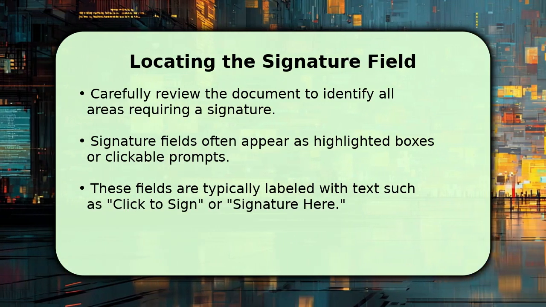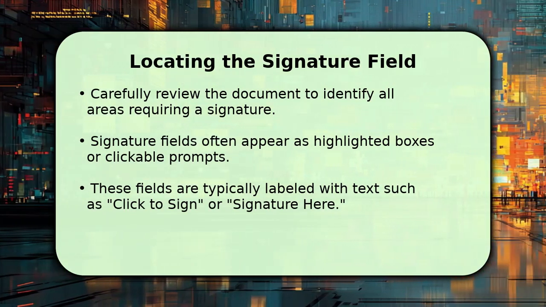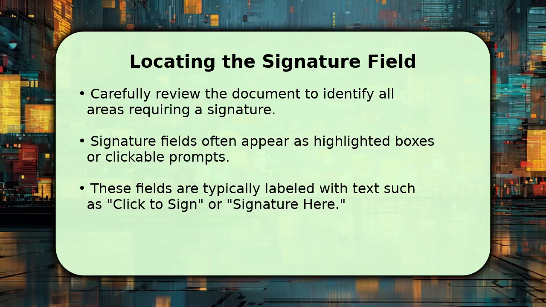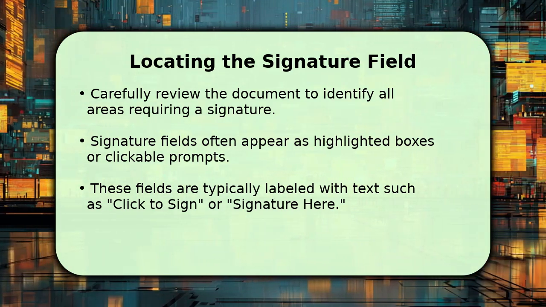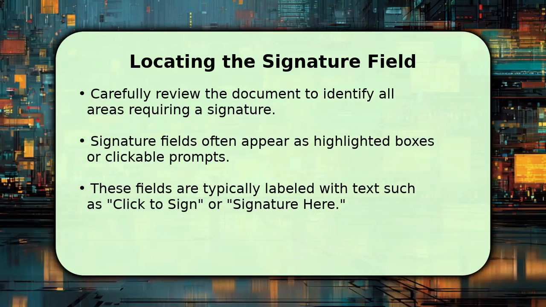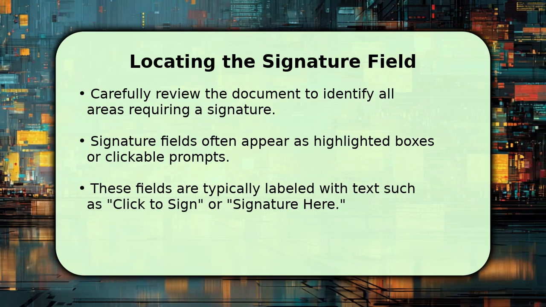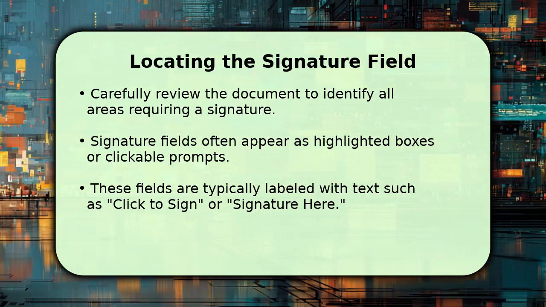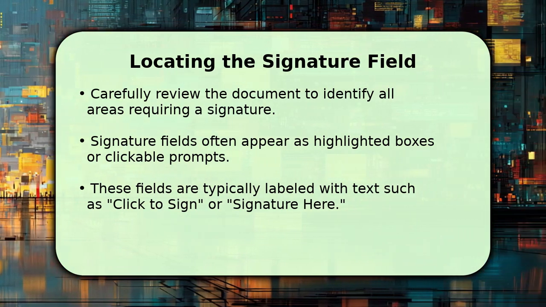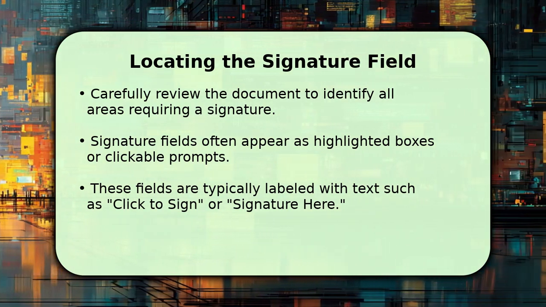Your next step is to locate the designated signature fields. These are usually clearly marked areas, sometimes highlighted in blue or yellow, indicating where your digital signature is needed. You might see text overlays like "click to sign" or specific instructions. Ensure you find every required signature spot, as some documents may have more than one. This careful review prevents missing any crucial steps.